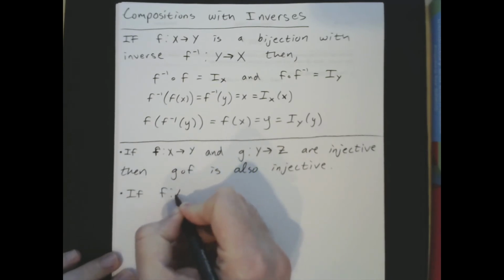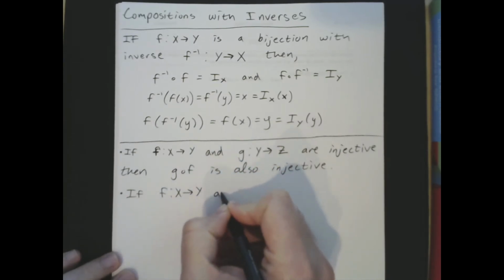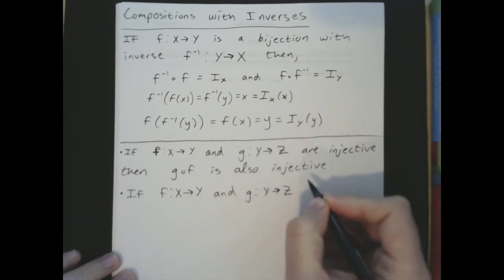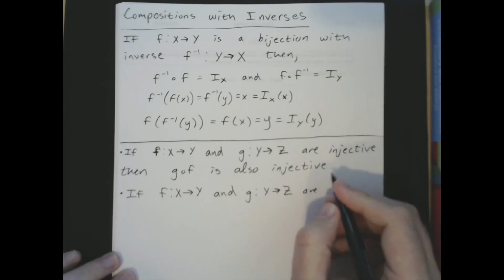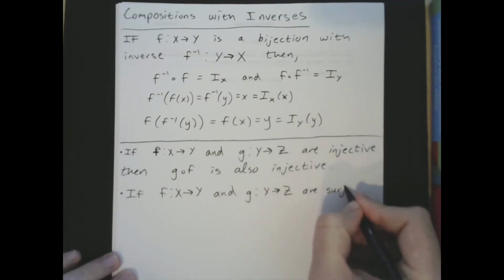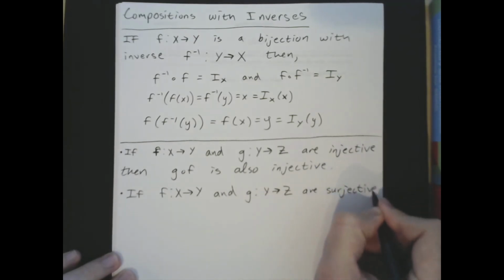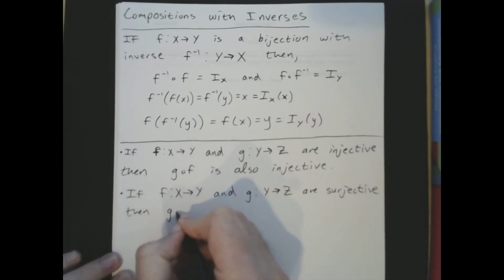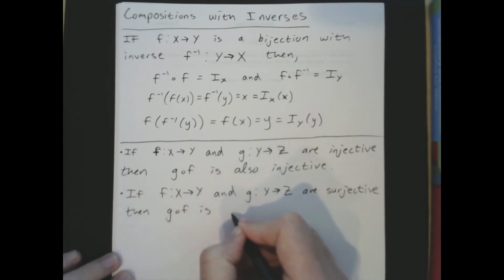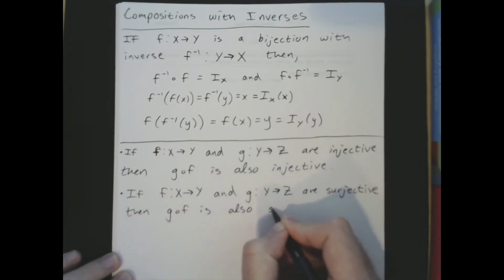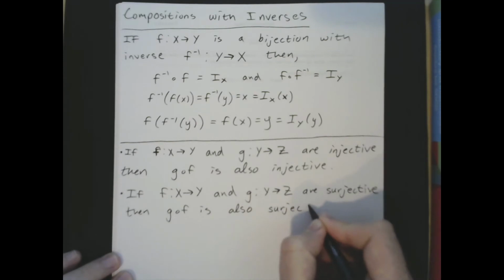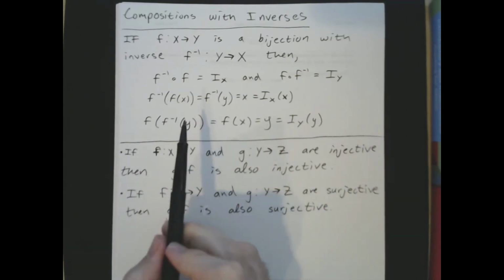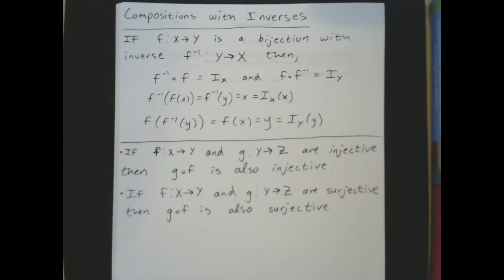And if F that maps X into Y and G that maps Y to Z are surjective, then G circle F is also surjective. And it's this second property here that our inverse property relies on.